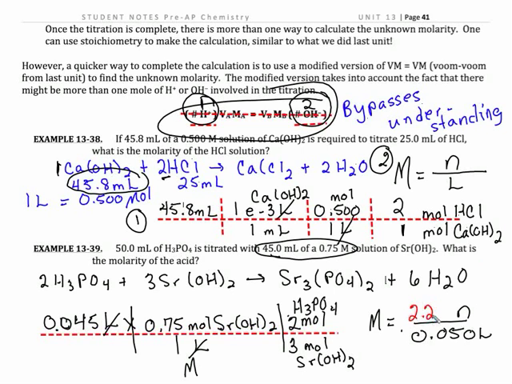Okay, and when I did my algebra, I got 2.25 times 10 to the minus 2. So when I divided that out, I got 0.45 molar.